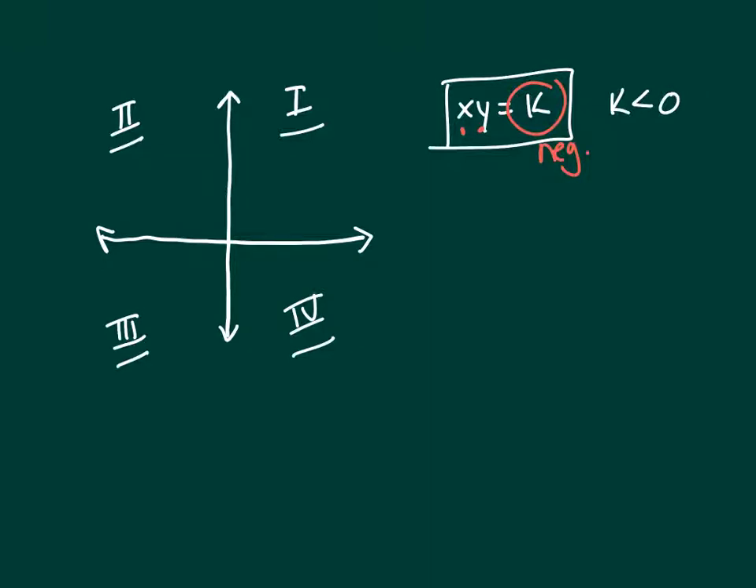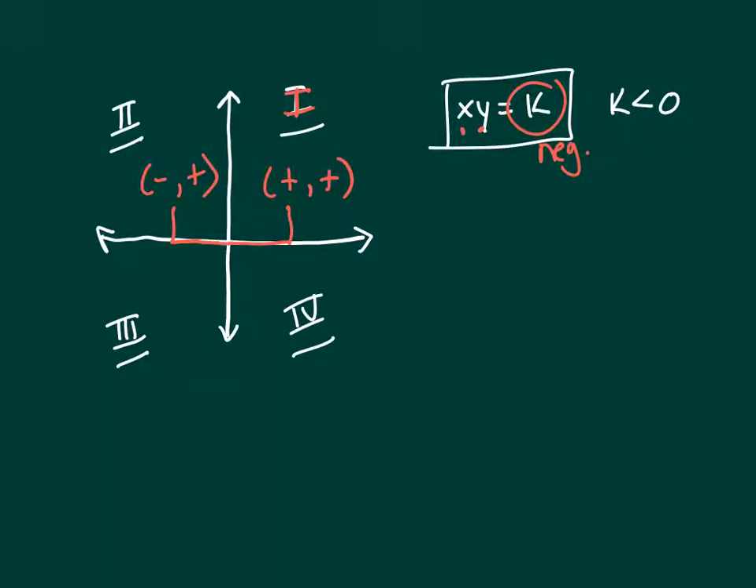So that means either x is negative or y is negative. That's the only way you can multiply two numbers together and get a negative. Well, note that in quadrant 1, your x is positive and your y is positive because you went over x and up y. In quadrant 2, your x is negative but your y is positive. You went over negative, up positive.